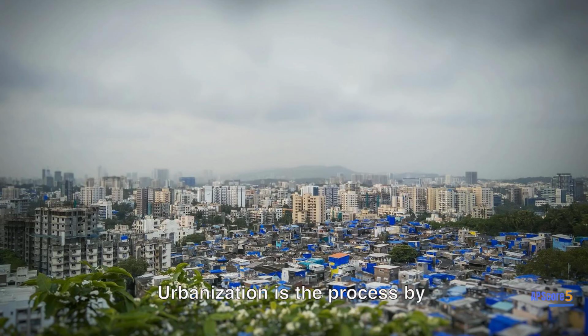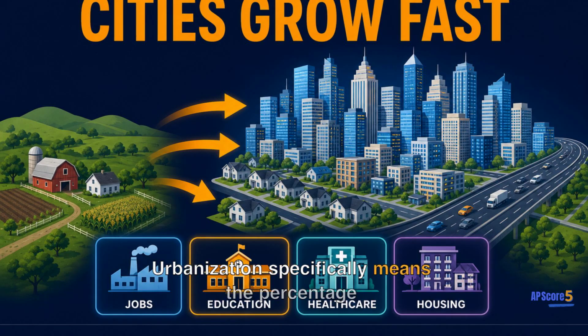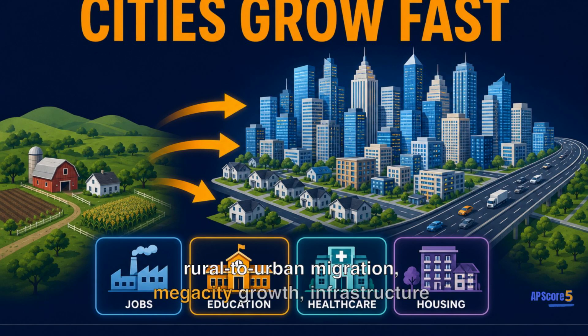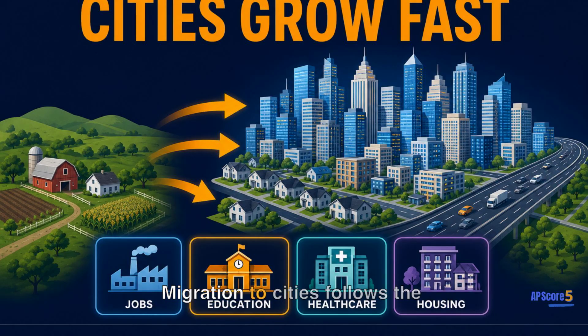Urbanization is the process by which an increasing share of a population lives in cities. The keyword is share, not raw population. A country can be growing in total population while staying mostly rural, which is not urbanization. Urbanization specifically means the percentage of people living in urban areas is going up. When an AP stem mentions rural to urban migration, megacity growth, infrastructure strain, or informal settlements, the answer is almost always urbanization.